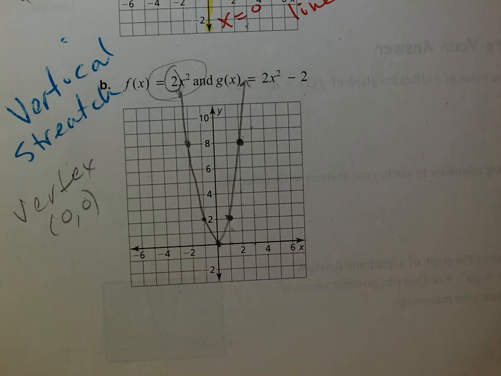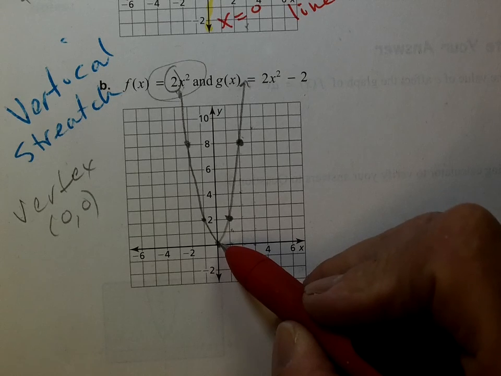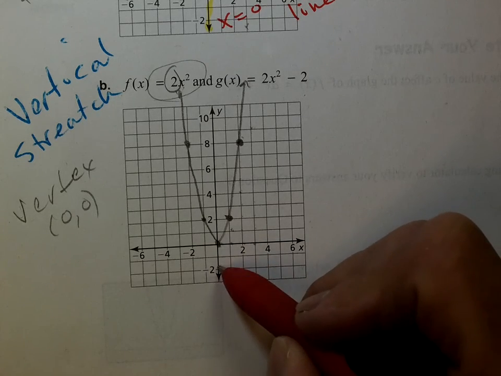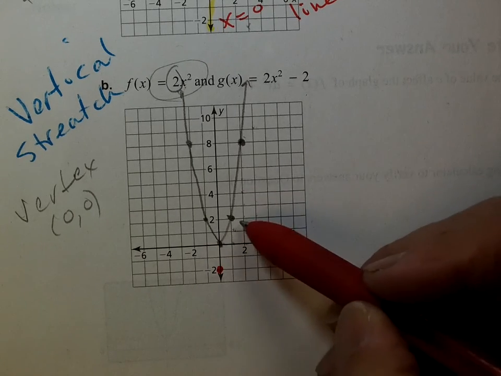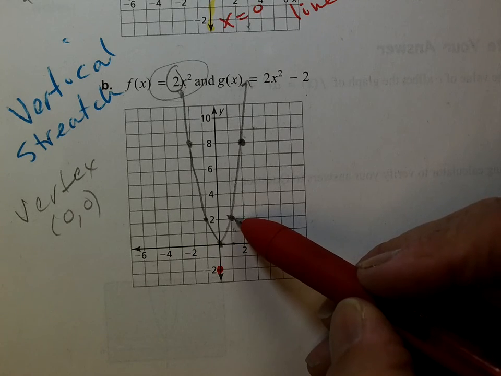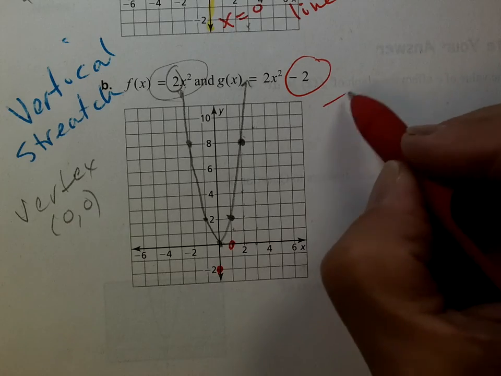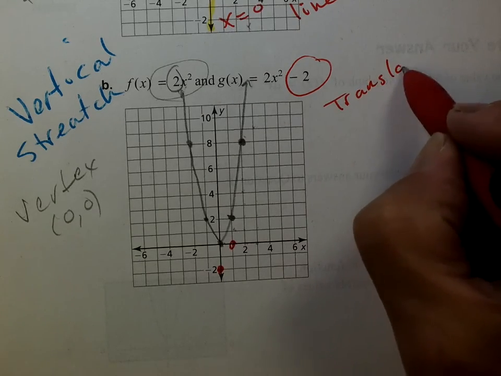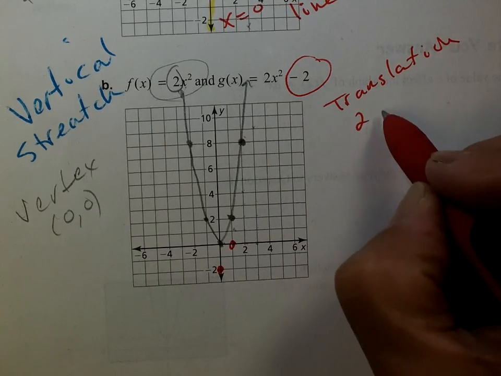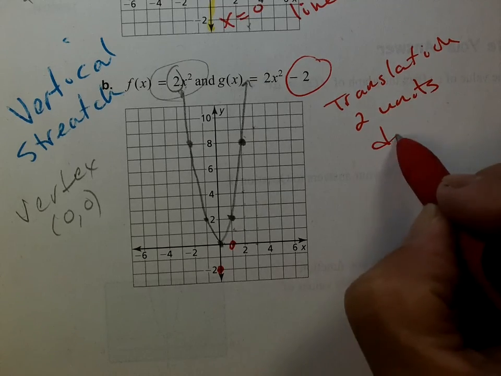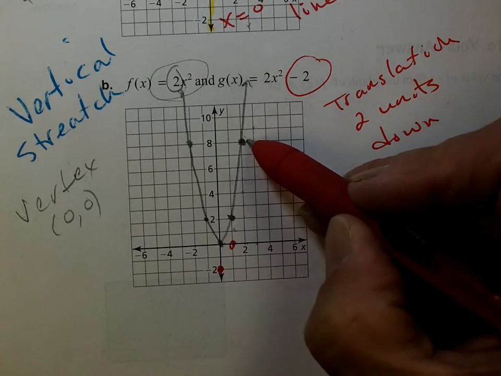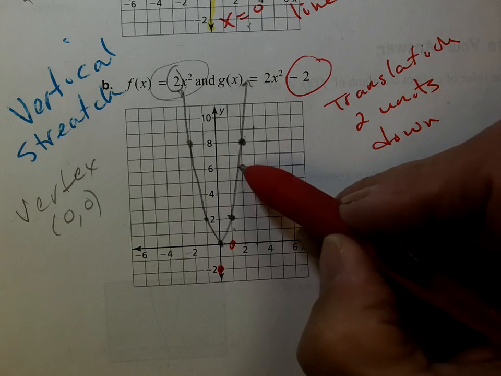We're just going to take this graph, take the 2x squared, that's this graph. We're just going to bring it down 2. That's all. We're going to bring it down 2 units to get our answer. So if I bring it down 2 units, this vertex goes down 1, 2 to here. This point right here comes down 1, 2. We're coming down 2 because we have a translation 2 units down.